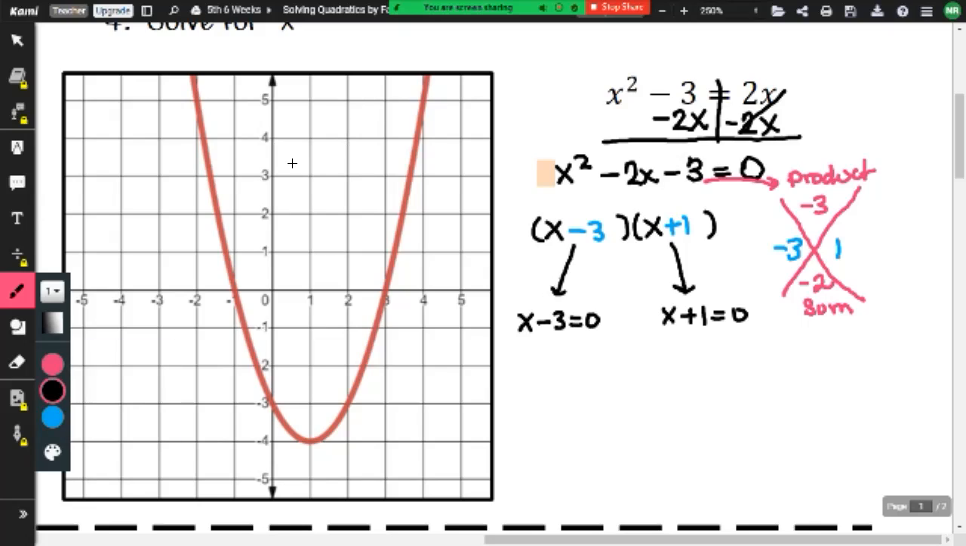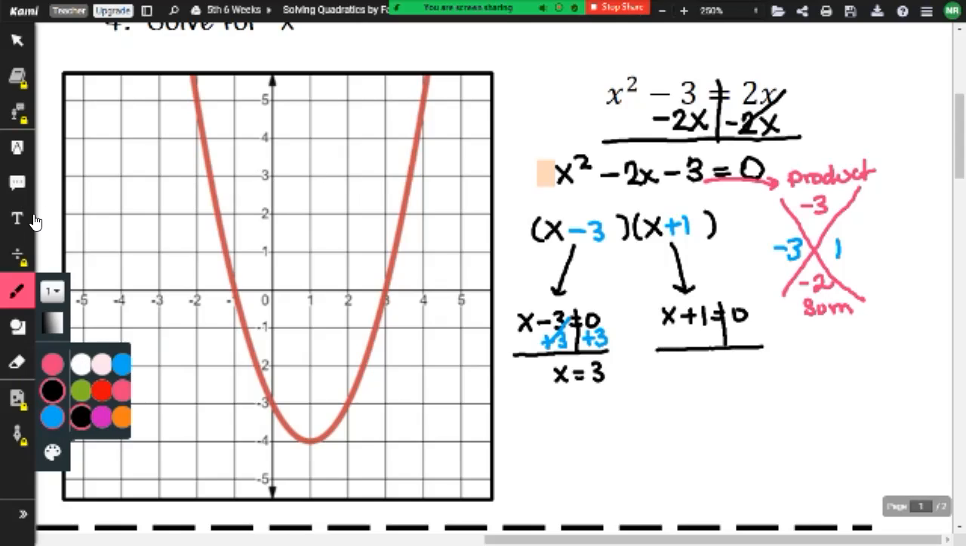How do I solve for x on this first equation? What do I need to do? Get rid of the 3. And how do I get rid of the 3? By adding it. It's already subtracted, so we're going to add 3 to both sides. -3 plus 3 cancels out, and we get x equals 3. Next, we're going to solve the other one. We have a +1, so how do I move it to the other side? Subtract 1 on both sides. 1 minus 1 gives us 0. That cancels out, and we're left with x equals -1.